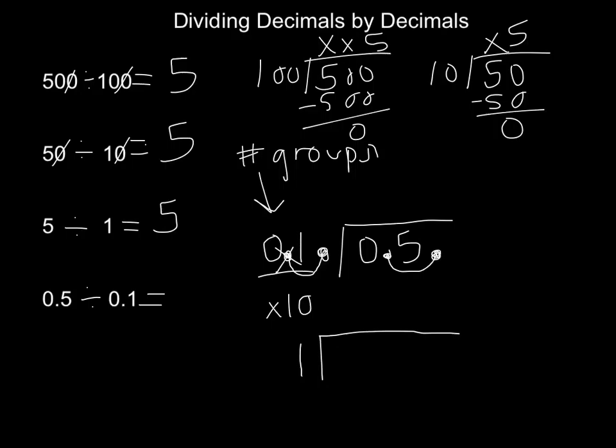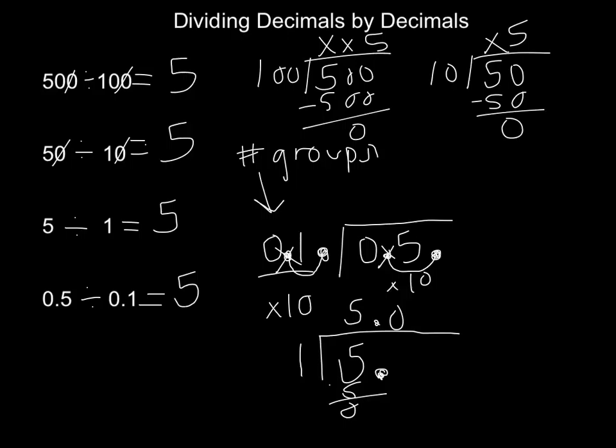So I'm going to also move this decimal over one time, which is the same as multiplying my inside number by 10. Now I'm really looking at the problem I just solved. 5 divided by 1. And we already know 1 can go into 5 times, and that will fit evenly. So my answer to 5/10 divided by 1/10 is 5.